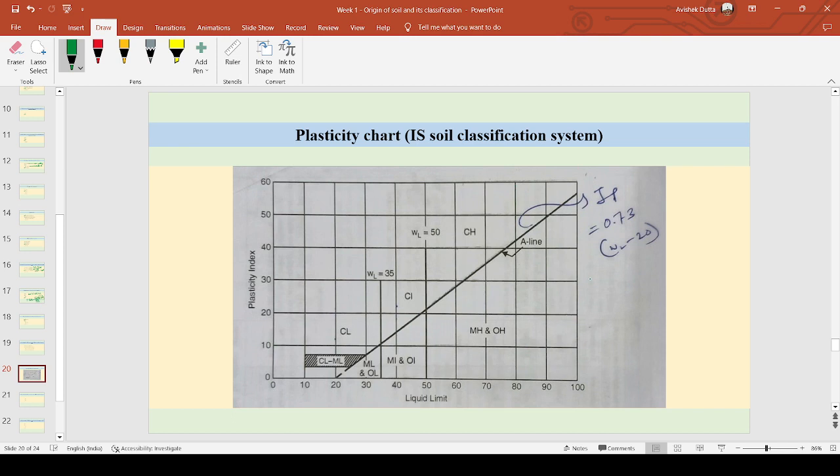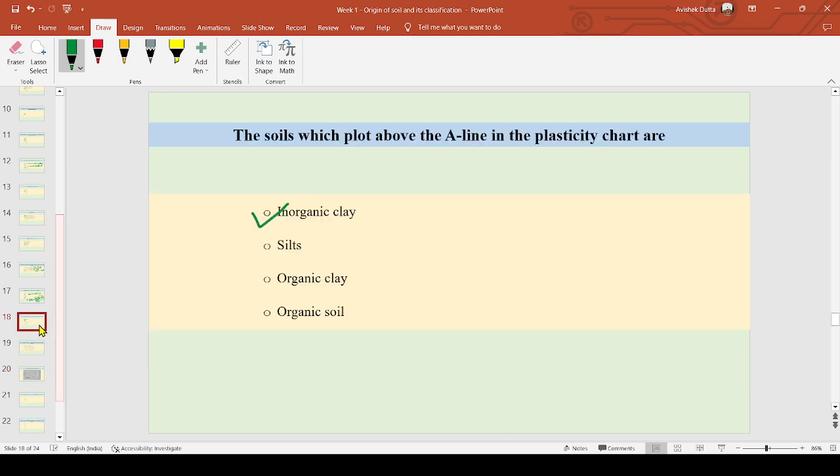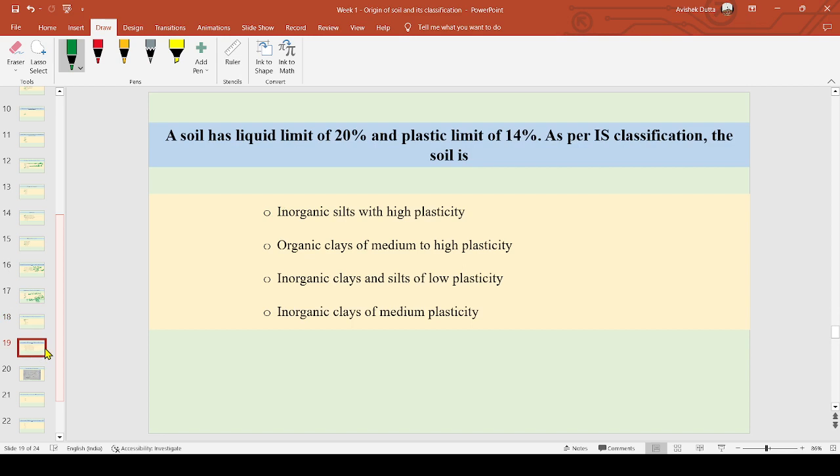Organic soils of high plasticity, silt, high plasticity. Organic soils of intermediate plasticity, silt, intermediate plasticity. Organic soils of low plasticity, silt, low plasticity. Okay, so anything above the A line is inorganic clay. Okay, next question, another question of the plasticity chart.